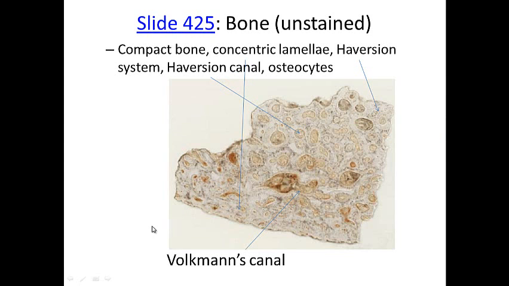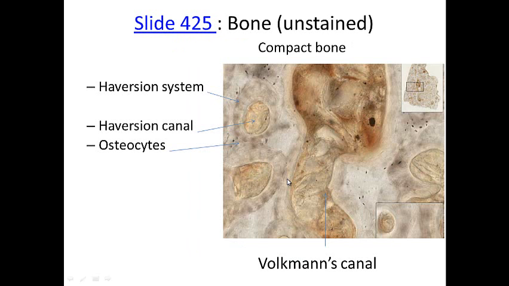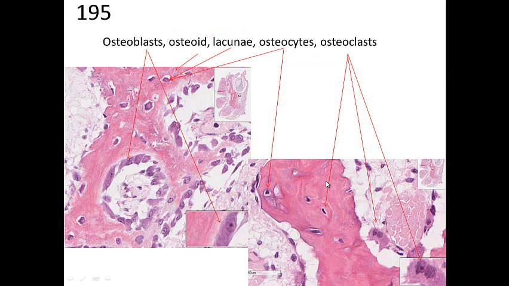Here we can see unstained bone, so these would be the Haversian canals. Haversian system will be around that. Volkmann's canal is what attaches nutrients from the outside to the Haversian canal. Again, Haversian canals, and we can see osteocytes in through there in the Volkmann's canal.